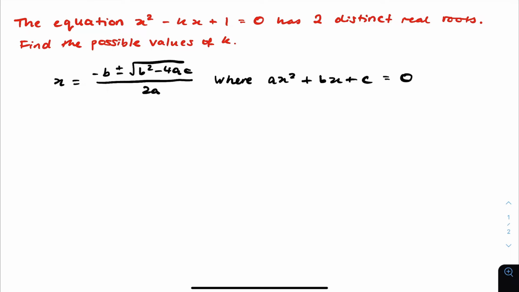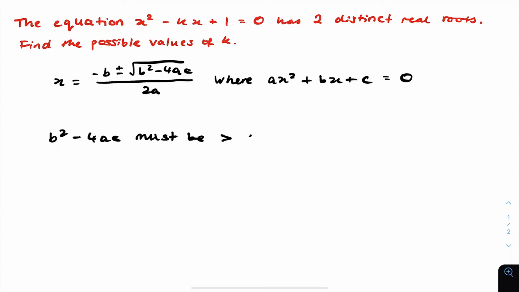If b squared minus 4ac, however, is greater than 0, then you will have two distinct real roots, as the square root over here will be real, since b squared minus 4ac will be a positive number, and the square root of a positive number is real. So we're not even going to use the whole quadratic formula. We're just going to use the discriminant. So b squared minus 4ac, which is our discriminant, must be greater than 0.